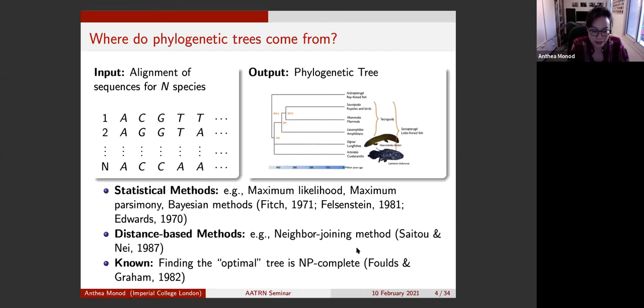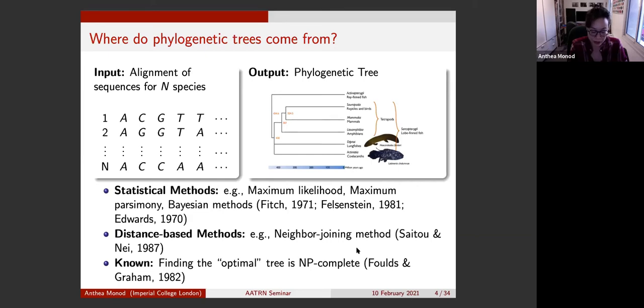The other method is distance-based methods. These are, for example, the neighbor joining method. The idea here is that you're reconstructing a tree from a genetic distance matrix, right? And then what you do is you position closely related sequences under the same node, and then branch lengths correspond to the observed distances among sequences. Right? So that's more of a constructive method.